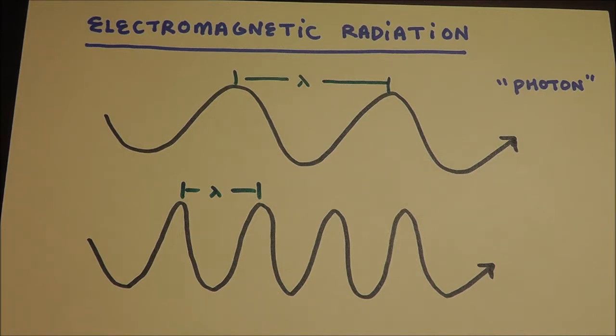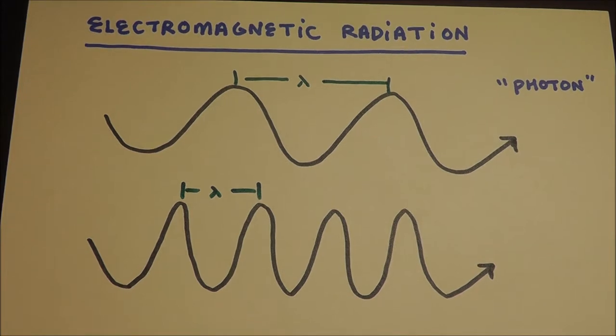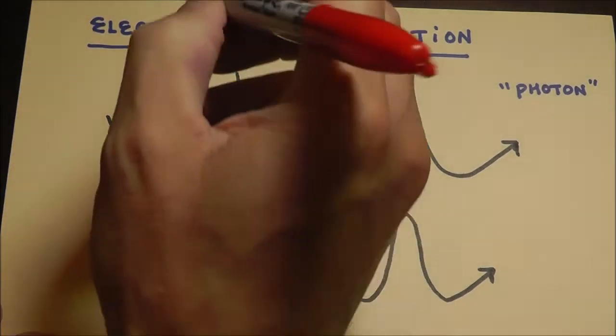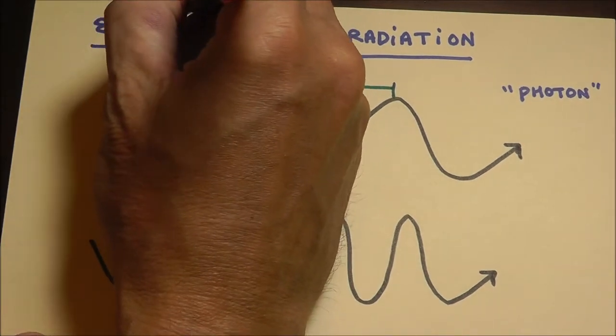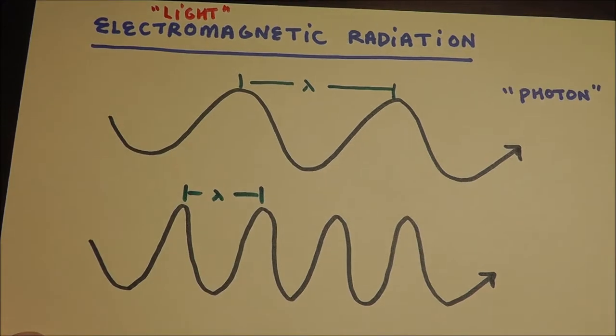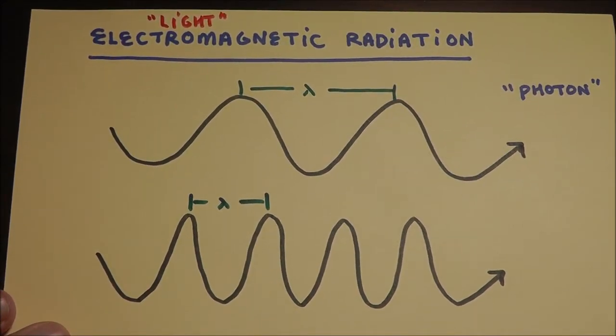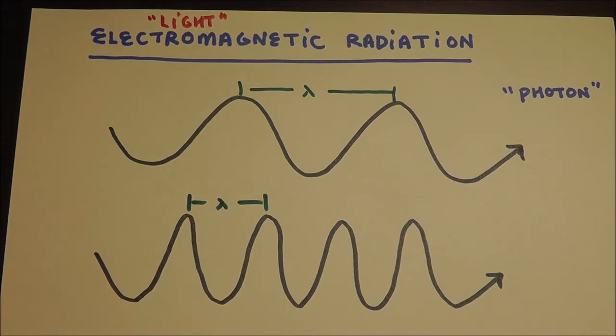But anyhow, here we're going to talk about what they call light radiation or electromagnetic radiation. So you'll sometimes hear it called light. But the thing is, you can't see all kinds of light radiation, so we'll talk about that when we talk about the spectrum next. But any kind of wave will have a wavelength.